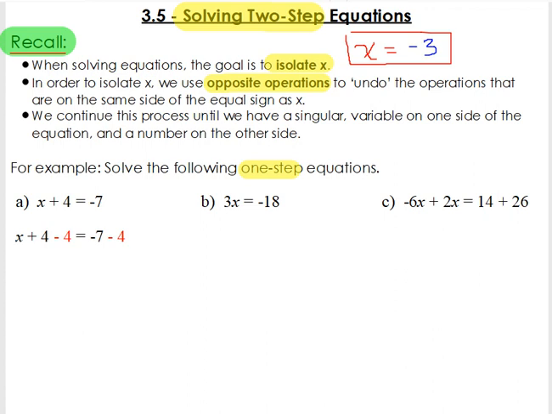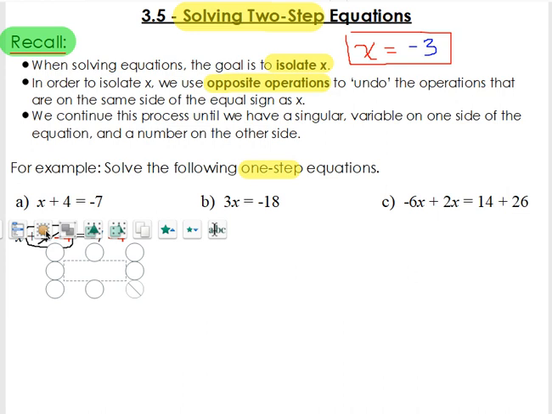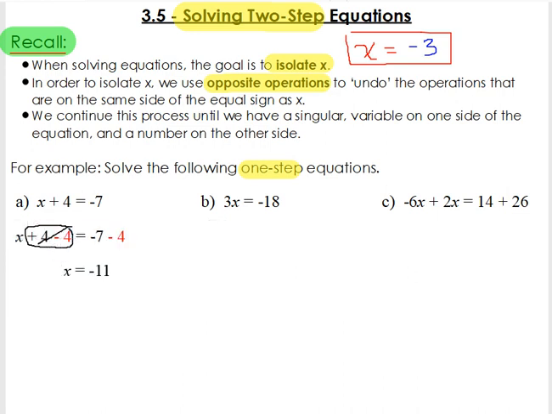Notice how I put the -4 in different colors. I think that's really helpful for some of us. So we have x plus 4 minus 4. This ends up being 0, right? +4 minus 4, it ends up being goodbye. And on the right side, we just have -7 minus 4. Then we'll just simplify each side here. On the left side, we just have x. And on the right side, it looks like we have -11. And that's our answer, x equals -11. Wonderful, isn't it?